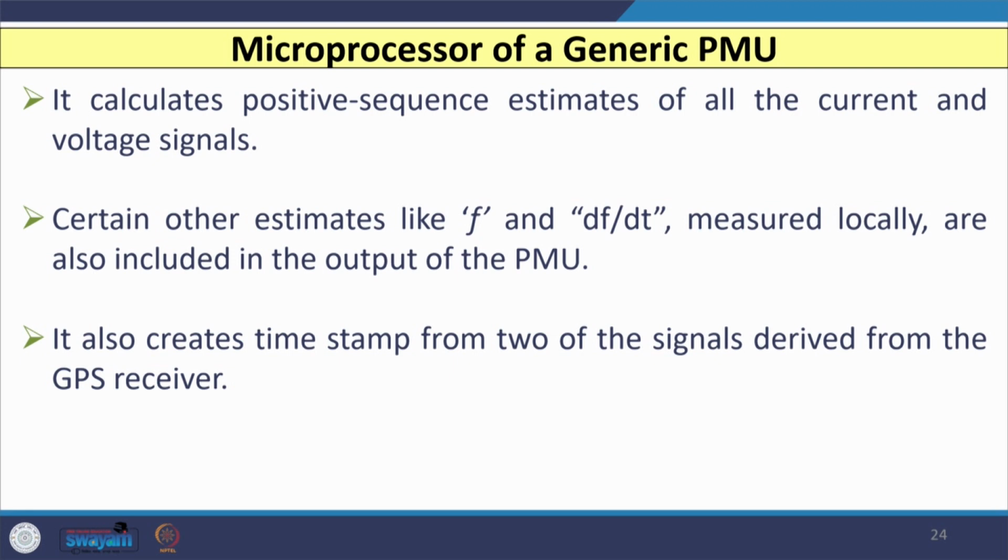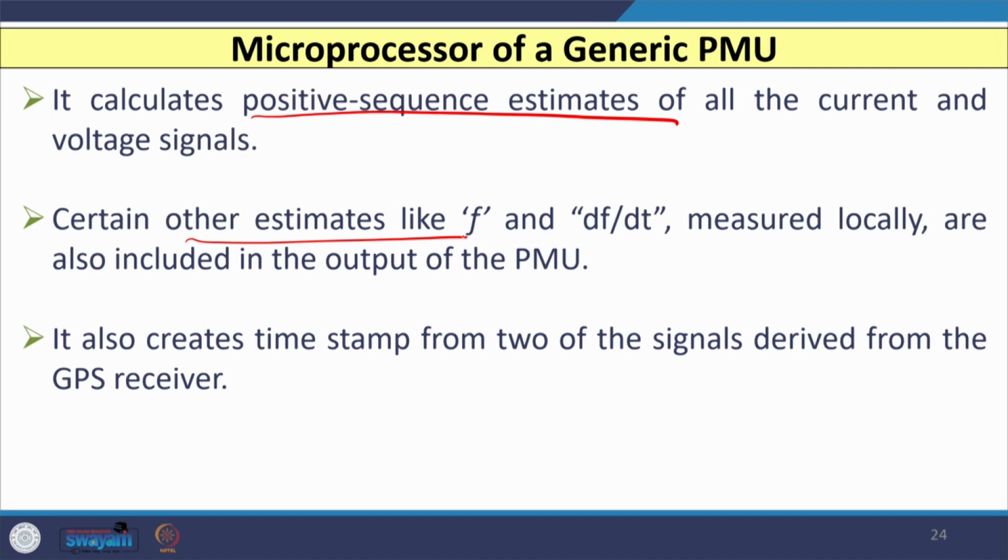Now, let us see what is the function of the microprocessor that is available in a generic PMU. The function of the microprocessor unit or block is that it calculates the positive sequence estimates of all the current and voltage signals. So, we know that as an output it will give phasors. The processors have some algorithm, as I told you, very fast discrete Fourier transform algorithms are available, and using that these phasor values are calculated, and positive sequence estimates of all the acquired voltage and current signals is given as an output.